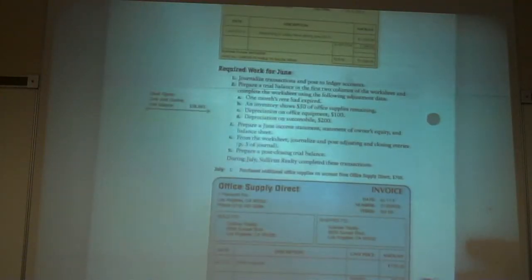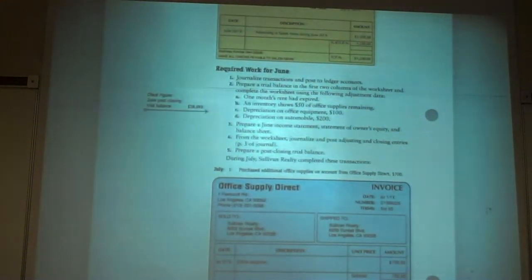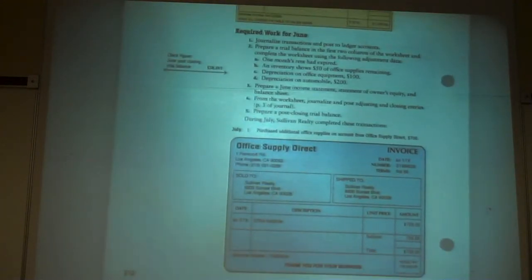So it gives us a feeling of what it might really look like or feel like to be in an office where we have actual papers that are coming in. Remember, we have to have a source document to prepare anything in the journal. Now we have to look at all of the transactions for June, not really working through them yet, to get to the instructions for June.